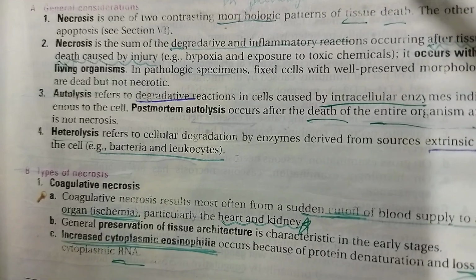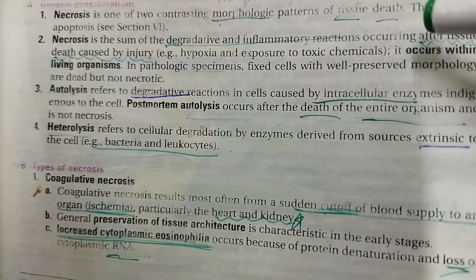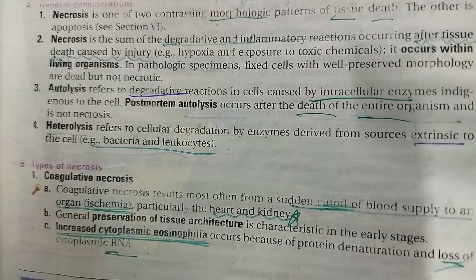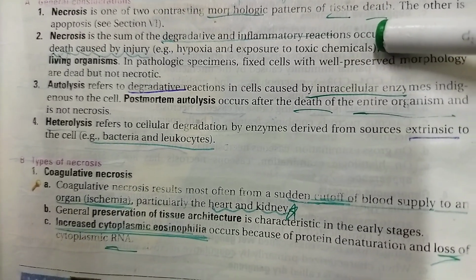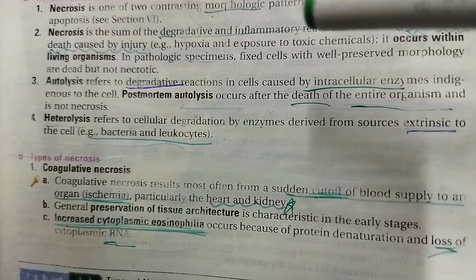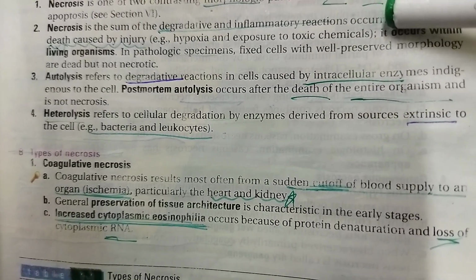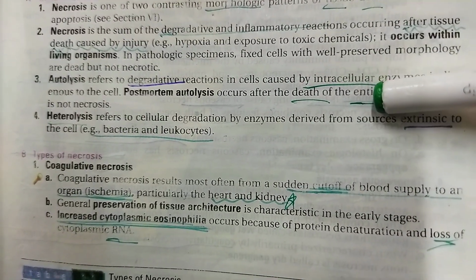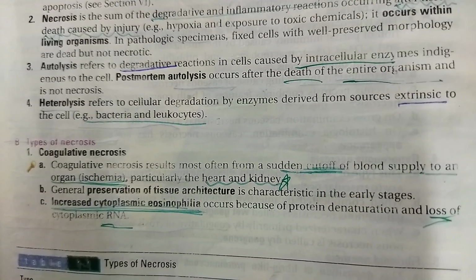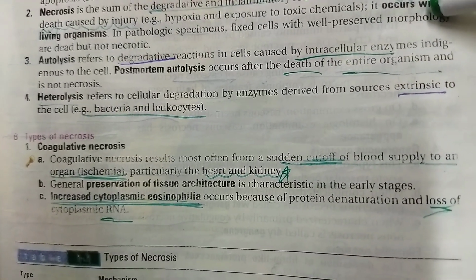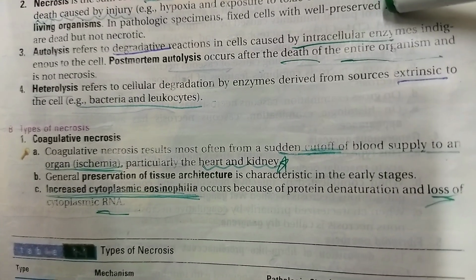In some difference, let's look at the main points. Necrosis is a sum of degradative and inflammatory reactions, and it occurs in a living organism; it is the death of the tissue. Okay, necrosis. After that, autolysis. Autolysis occurs in a living organism, and it is caused by intracellular enzymes, and it involves only degradative reactions.